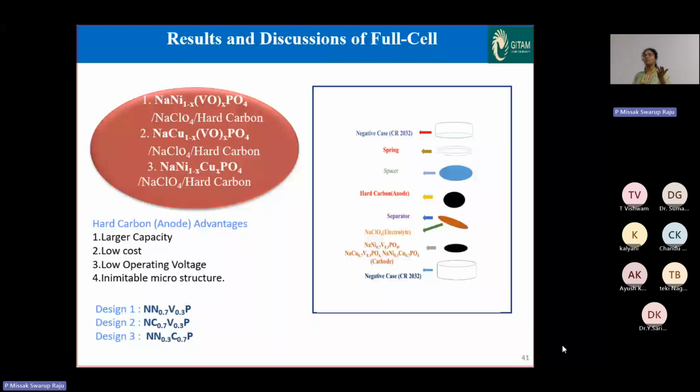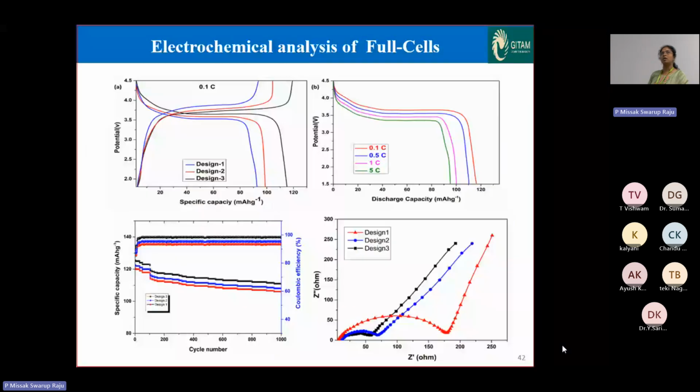My aim next is, by taking these three full cells, to see what electrochemical performance comes from the different types of these three cathodes. So these are the electrochemical analyses for the three full cells. Figures A and B relate to the charging and discharging values at 0.1. You can observe design 1, design 2, and design 3. Design 3 is the combination of nickel and copper. Design 3 potential value is high, and the specific capacity is nearly 118, greater than 115, in design 3 compared to design 1 and design 2.